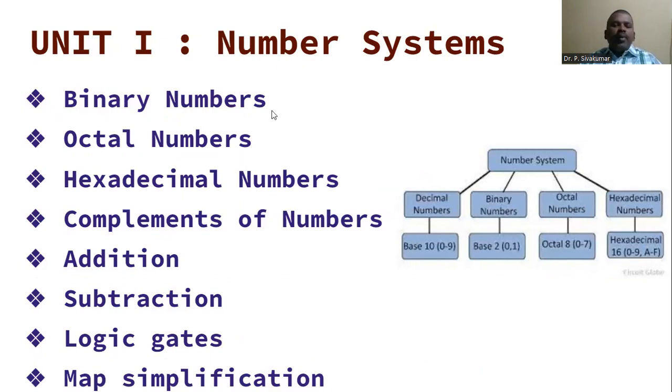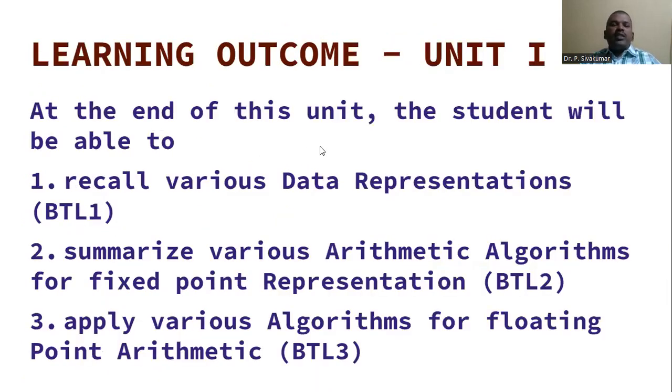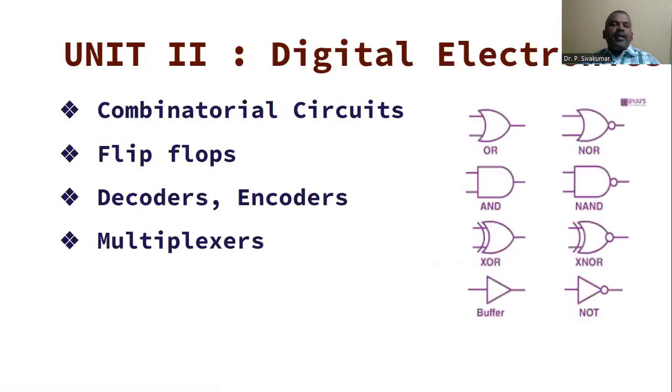The first unit mainly contains number systems: binary numbers, octal numbers, hexadecimal numbers, complements, how the one's complement and the two's complement of numbers work, how addition and subtraction are done, what the different algorithms used for addition and subtraction are, various logic gates, and map simplification. At the end of this first unit, the student can recall the various data representations he learned, and summarize various arithmetic algorithms for fixed point representation. They can also apply various algorithms for floating point arithmetic.